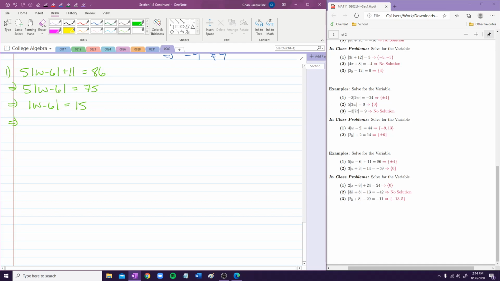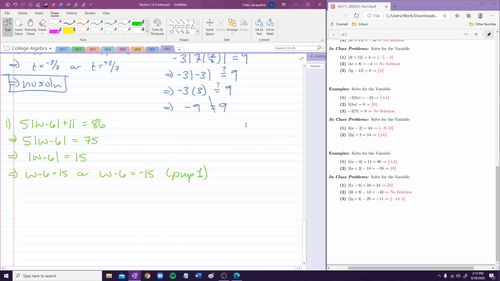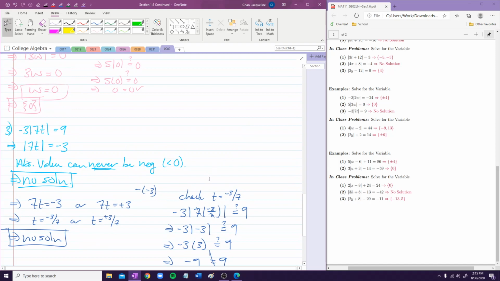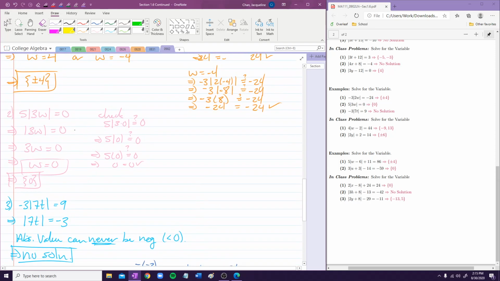Okay, so I'm looking at this. 15 is a positive number, right? So I'm going to apply property 1. So w minus 6 is equal to 15, or w minus 6 is equal to negative 15. Maybe I can just write it as property 1, and the case above would have been property 2.